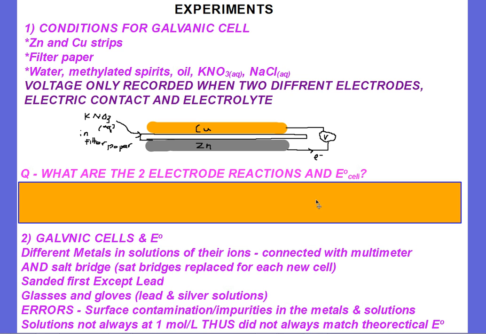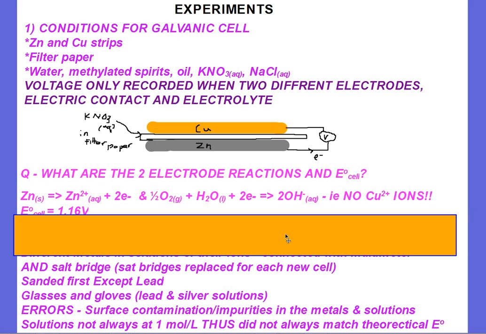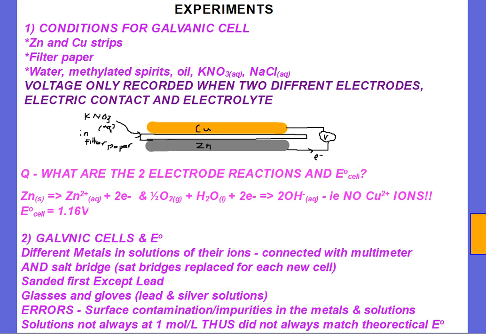So what are the 2 electrode reactions? Well, the first one's pretty straightforward. Zinc is going to be oxidized in this particular cell. Let's get that out of the way. And what's going to be reduced? The most common mistake is to say that copper ions will be reduced to copper. That would be true if there were copper ions there, but there are no copper ions there to be reduced. The only thing we've got there to be reduced is oxygen from the air dissolved into the filter paper. So just like in rusting, the actual reduction equation is the oxygen reduction equation, which is that, and therefore the cell potential should be 1.16 volts.